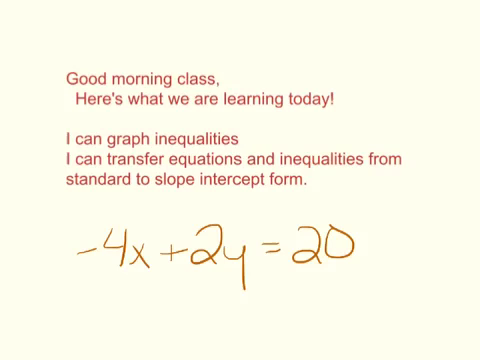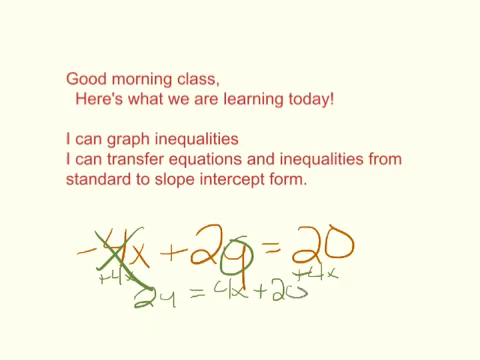Alright, the very first thing we need to do is add 4x because we want to get y all alone on this side. So add 4x, which cancels out. We have 2y equals 4x plus 20, and the last thing we have to do is divide each side by 2. So we're left with, and here's your answer, y equals 2x plus 10. That's because 4x divided by 2 is 2x, plus 20 divided by 2 is 10.